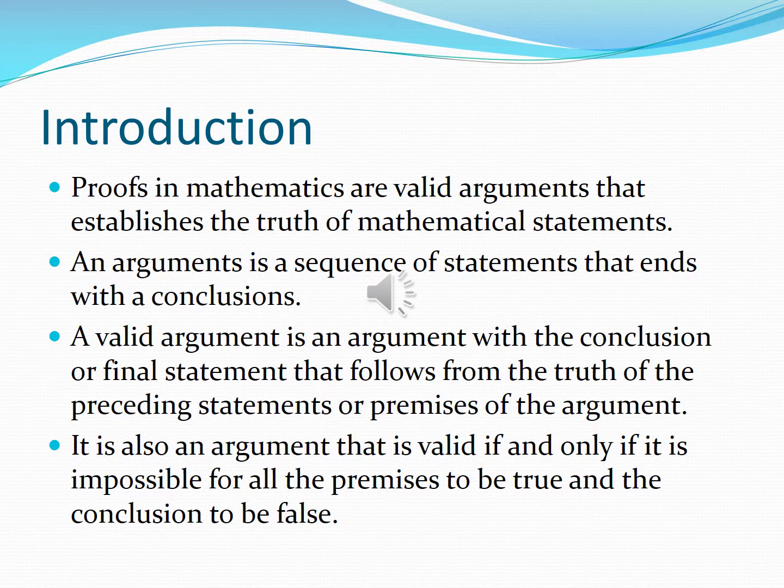Introduction. Proofs in mathematics are valid arguments that establish the truth of mathematical statements. An argument is a sequence of statements that ends with the conclusion. A valid argument is an argument whose conclusion, or final statement, follows from the truth of the preceding statements, or premises, of the argument. It is also an argument that is valid if and only if it is impossible for all the premises to be true and the conclusion to be false.